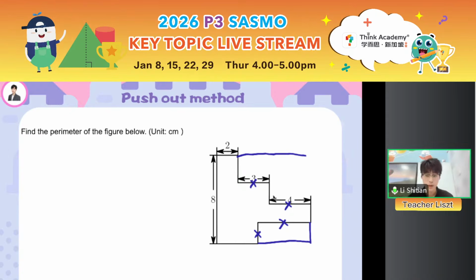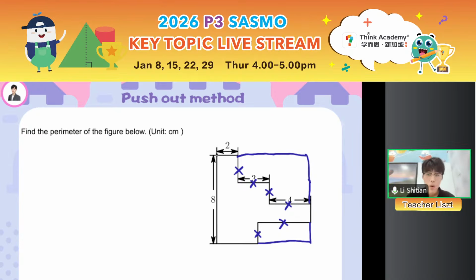What about this short line? What about this one? Move it here? No, move it here. And finally, I need to move this short line to the right. Now we have used the push-out method here. So is it a regular or irregular shape now? It is a regular shape, right?